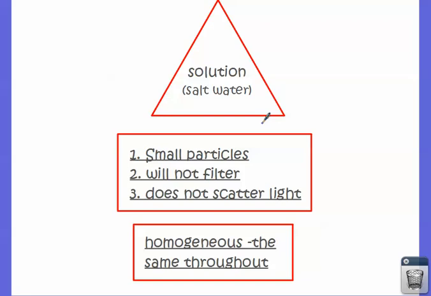We call these mixtures homogeneous because they're the same throughout. The prefix homo means the same. So these look the same throughout, they taste the same throughout, and they have the same ratio of parts throughout the entire mixture. Those are solutions.